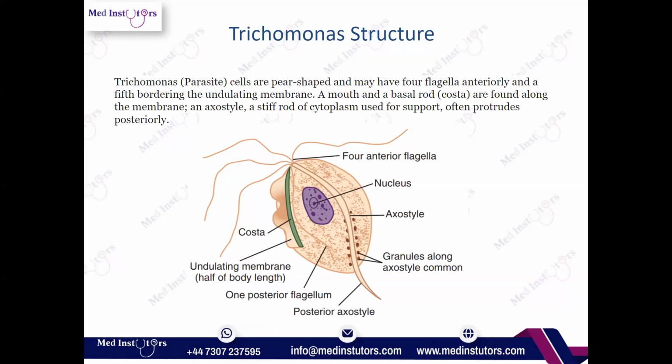Okay, so Trichomonas, as we know, is a parasite cell which is pear shaped and may have 4 flagella anteriorly. It's a very easy point to find out, because there are many variants of the parasite. But it is important: if you find 4 flagella on the anterior side, then blindly go with the option of Trichomonas vaginalis. Then what are the other features? Yes, it has a fifth flagellum bordering the undulating membrane, and you can see this undulating membrane here.